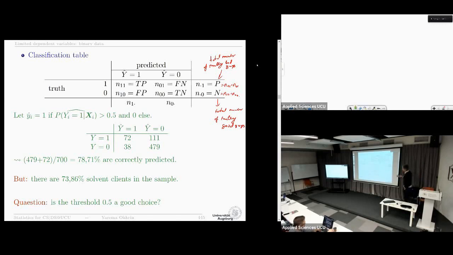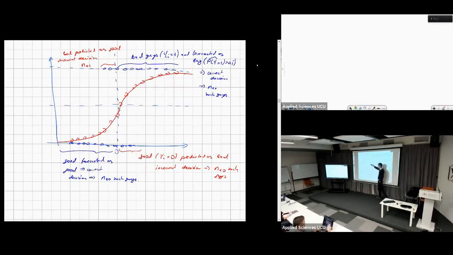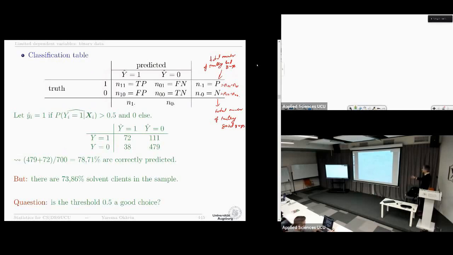So let us have a look at what happens if we compute that confusion matrix for our data. We set our threshold for the probability to 0.5. So this line is exactly at 0.5. Every single person with a probability of being insolvent of more than 50% is classified as insolvent, and every single person with a probability of less than 50% is classified as solvent. So our confusion matrix looks this way. There are 479 people who are in fact solvent and are classified as solvent. There are 72 clients who are in fact insolvent and classified as insolvent.